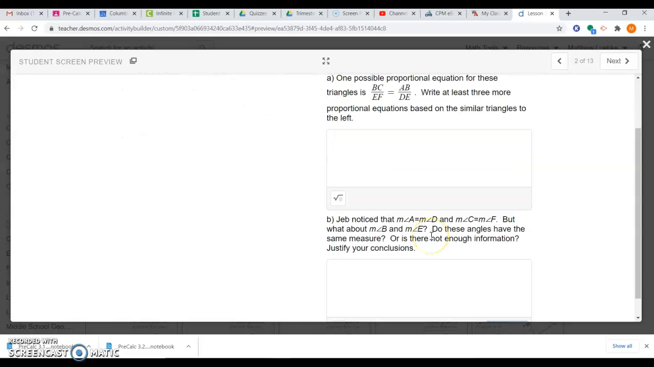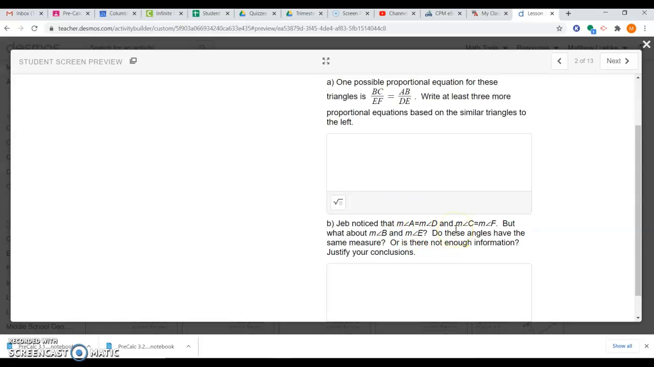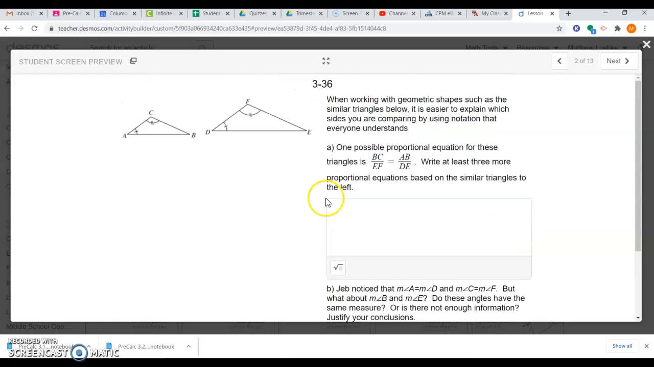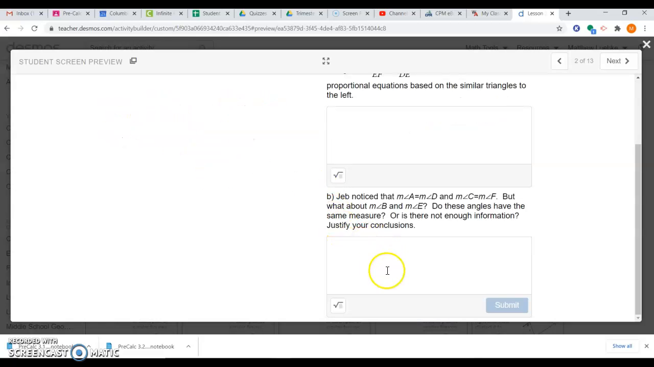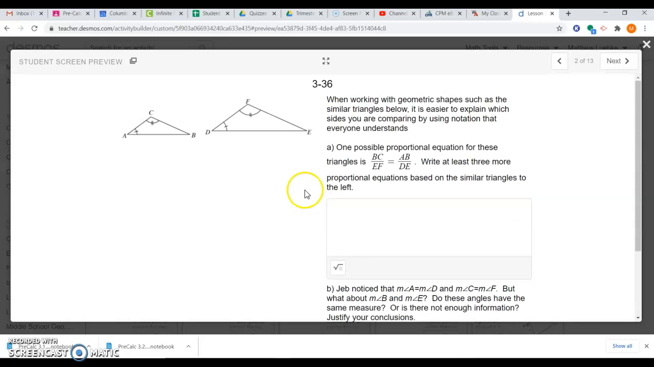Part B here, it says we have angle M equal to angle D. We have angle C equal to angle F. And then are we able to conclude that angle B and angle E are the same? We know these two are the same. Are we able to say the third one's going to be the same? And we need to justify our conclusion if we think yes or if we think no. Okay, and think triangle sum theorem. What would the triangle sum theorem tell us?